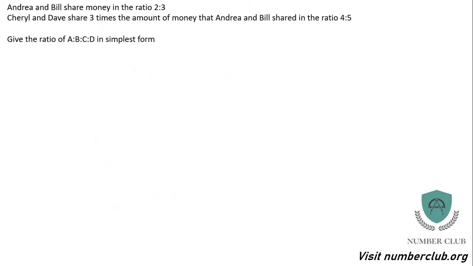Alright, moving on. Andrea and Bill share some money in the ratio 2 to 3. Cheryl and Dave share 3 times the amount of money that Andrea and Bill shared, in the ratio 4 to 5. You might want to pause it and give it a crack, but I'll get started. So we've got Andrea, Bill, Cheryl, Dave. Andrea and Bill got 1 chunk of money, but Cheryl and Dave got 3 times the amount of money. So Andrea and Bill actually only got 1/4 of the amount of money. So Bill got 3/5 of 1/4 of the amount of money.